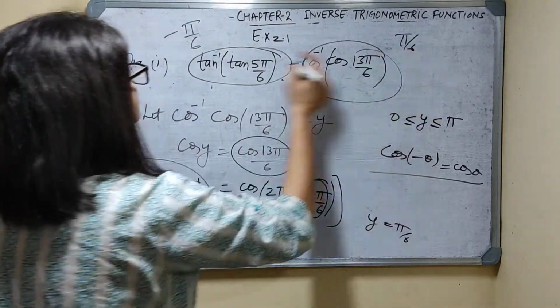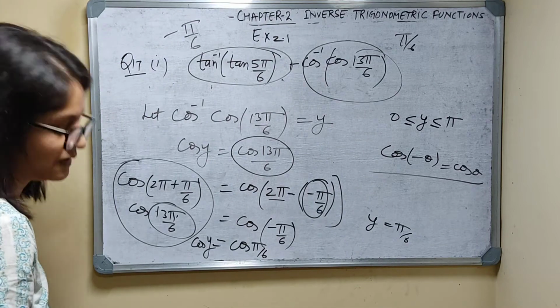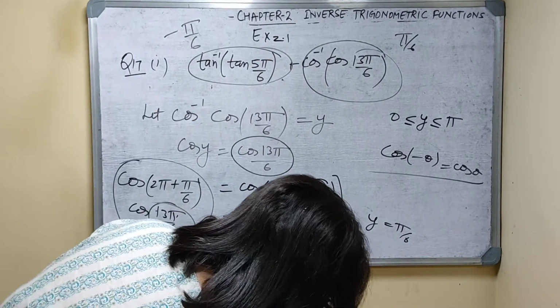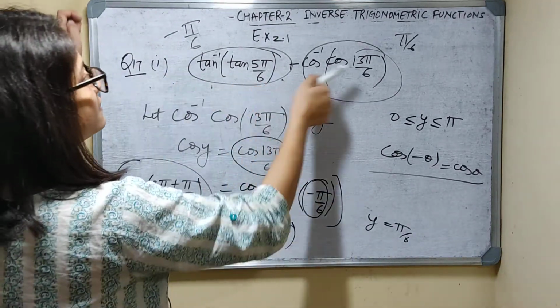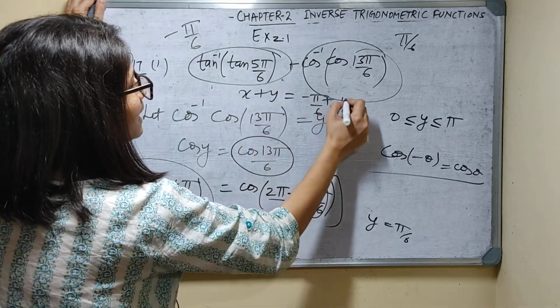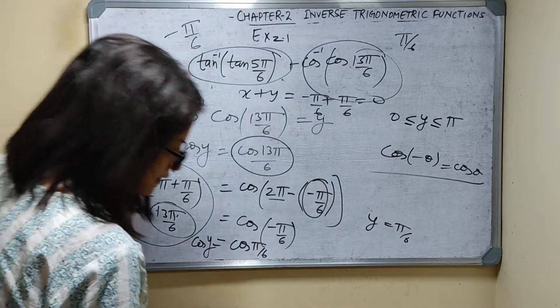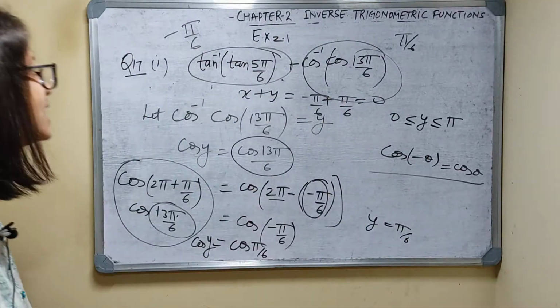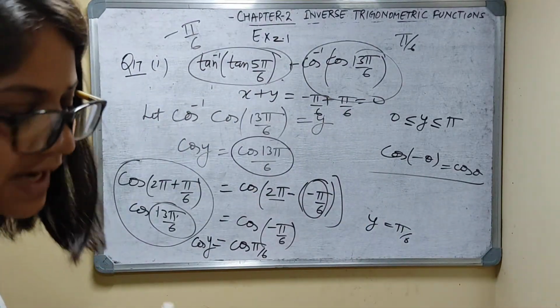This is minus pi by 6 and this is plus pi by 6. So if you add both x and y, x plus y is equal to minus pi by 6 plus pi by 6. You are getting 0. So the answer is 0. Now the second part, question number 17.